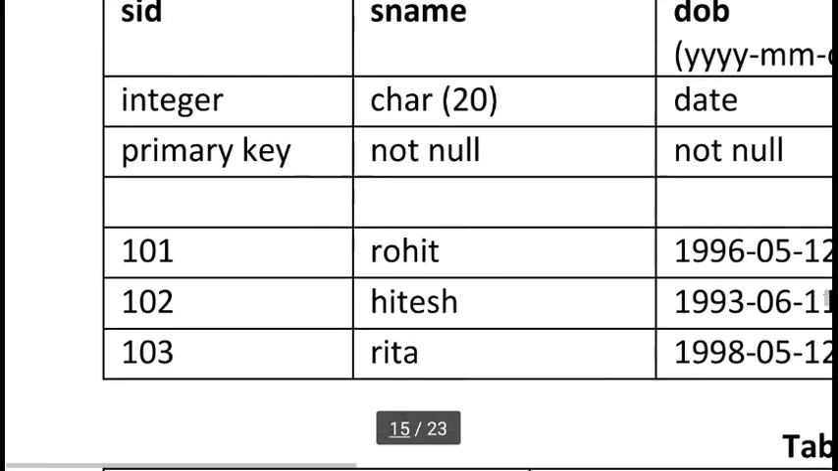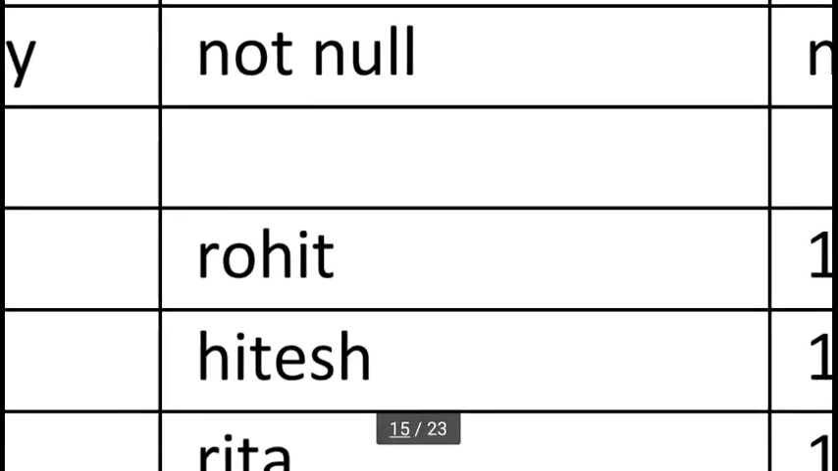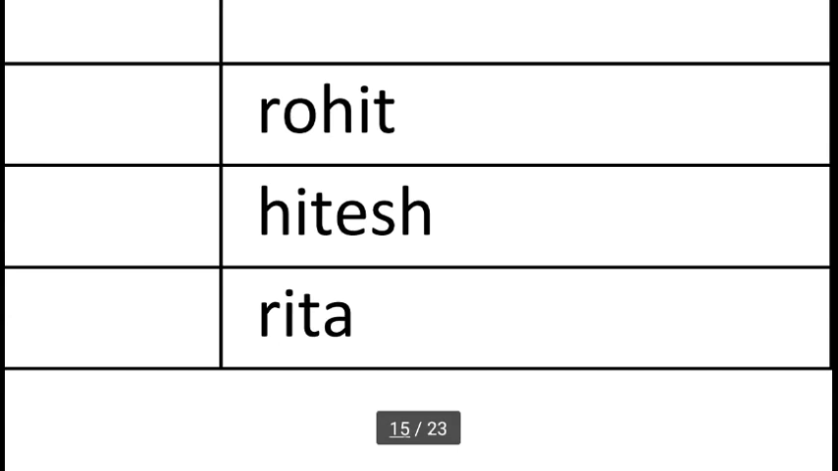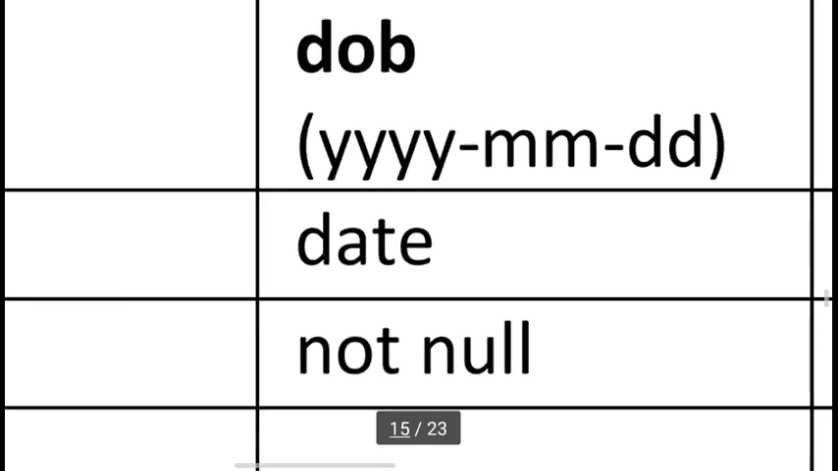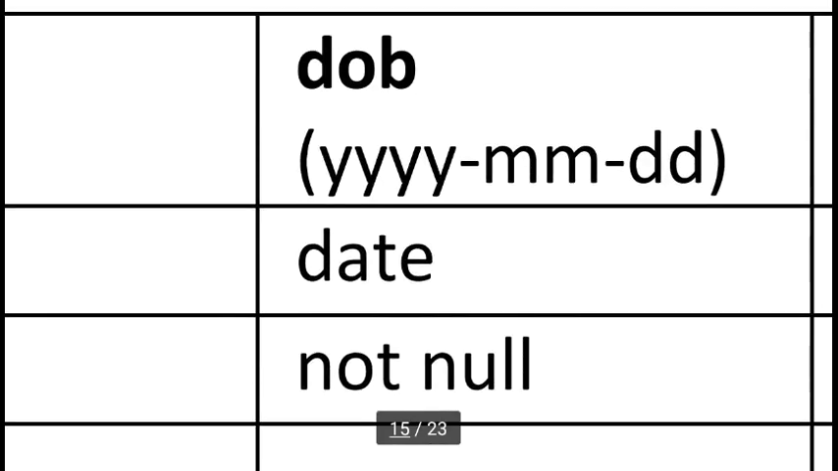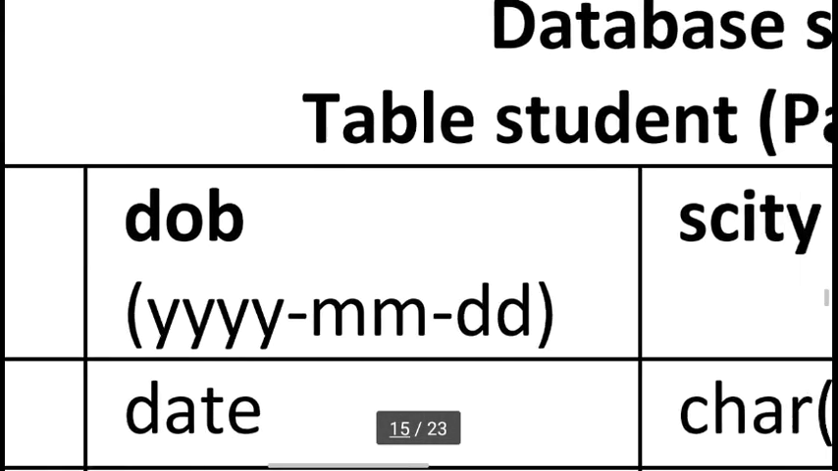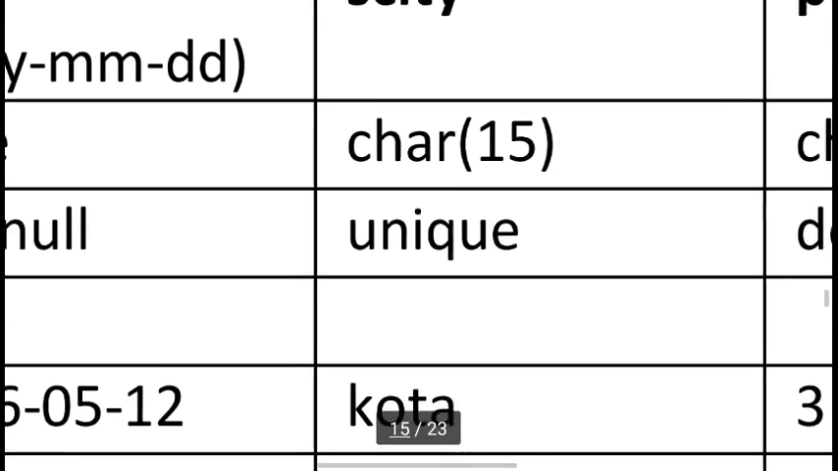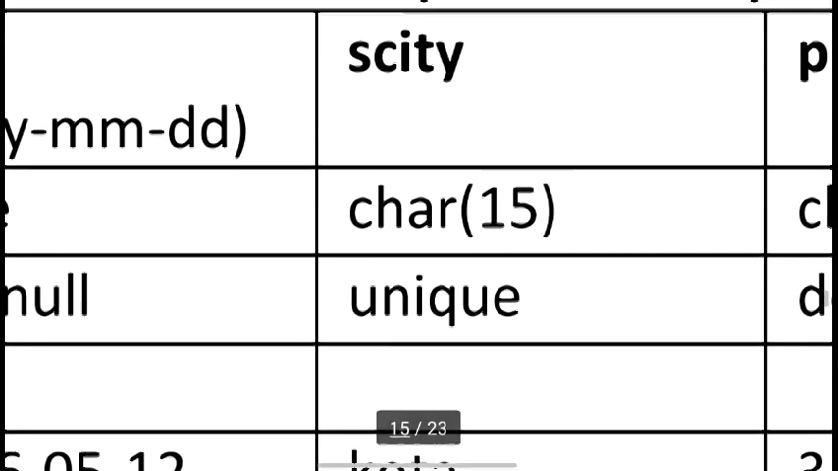S name is character 20, the maximum length of a particular student's name, and the rule is not null. We must input the student name, because we already applied the not null rule. Date of birth is our column name. First we input year, then month, then day. Date is the data type, not null, so we must input date of birth. SCT is character 15, unique, which means all the cities must be unique. We cannot duplicate two students' city names.